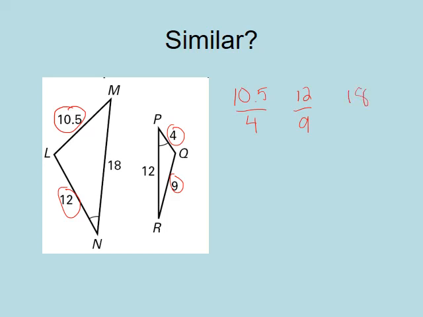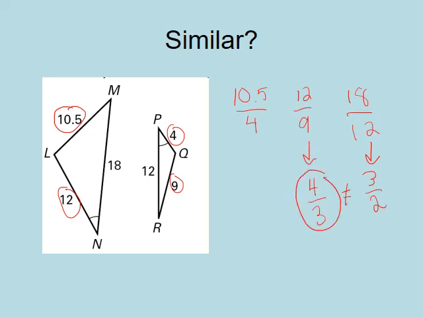And then last but not least, 18 over 12. Well, for 18 and 12, I can simplify that fraction by taking out a 6 out of both. So that brings me to 3/2, just like the last example. And then for 12 divided by 9, we can take out a 3 out of both, which gives me 4/3.